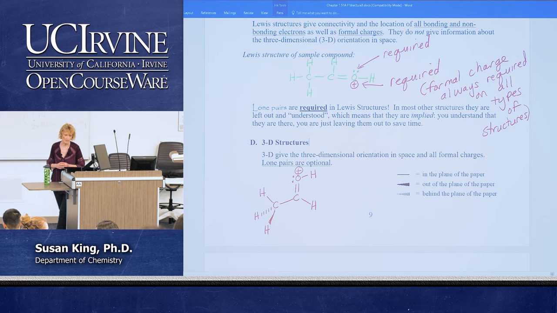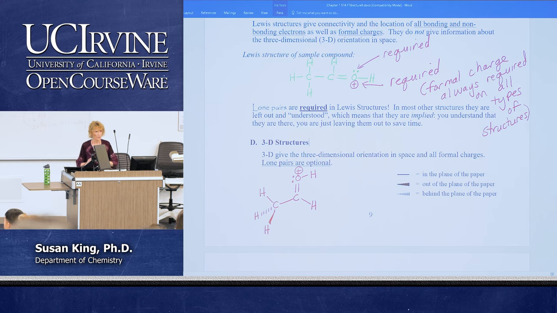All right, so we talked last time about drawing 3D structures. And so 3D structures, not worrying too much about these until we get to chapter 5. And then when we get to chapter 5, we'll be drawing these all the time. But when you draw a 3D structure, correct bond angles are required. Okay, so we're trying to convey how something looks in 3-dimensional space. We said with a Lewis structure, you don't have to show correct bond angles, but with a 3D structure, you do.